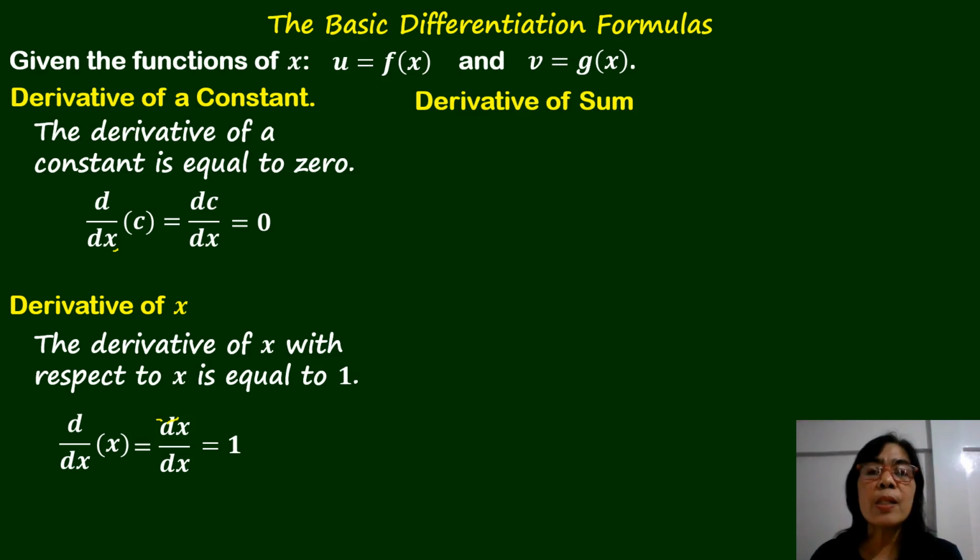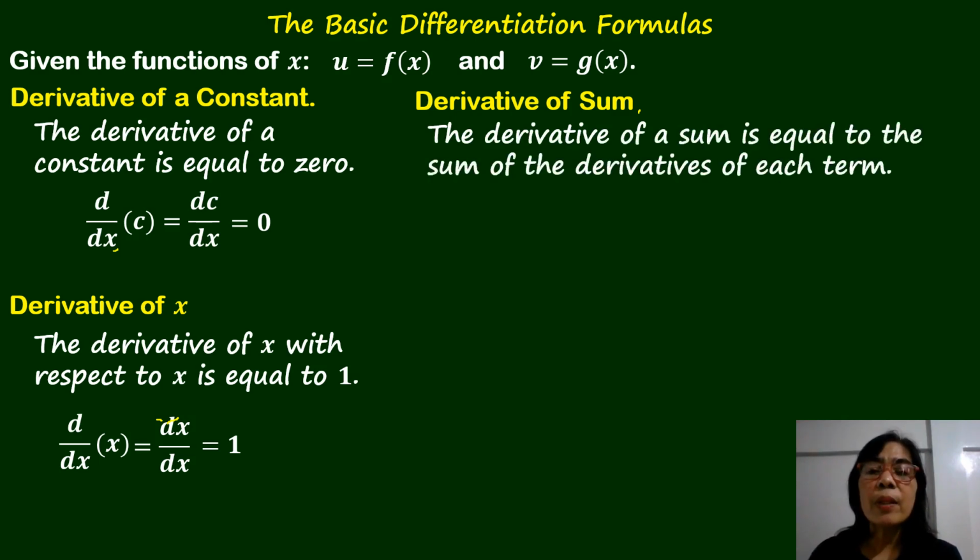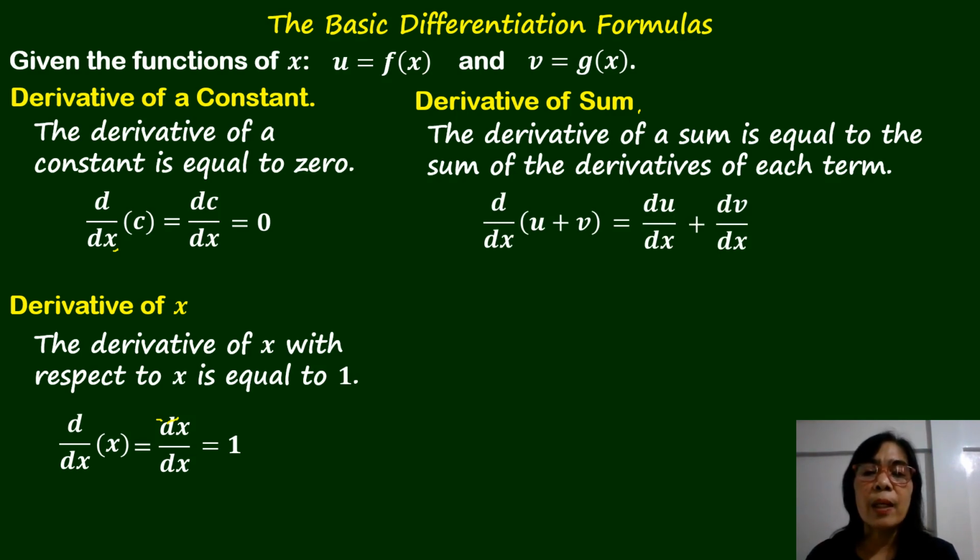The next formula is the derivative of a sum. When we talk about a sum, we are referring to a function containing two or more terms. So we recite the formula as the derivative of a sum is equal to the sum of the derivatives of each term. In symbol, we have the derivative of u plus v is equal to the derivative of u plus the derivative of v. Again, the derivative of a sum is equal to the sum of the derivatives of each term.